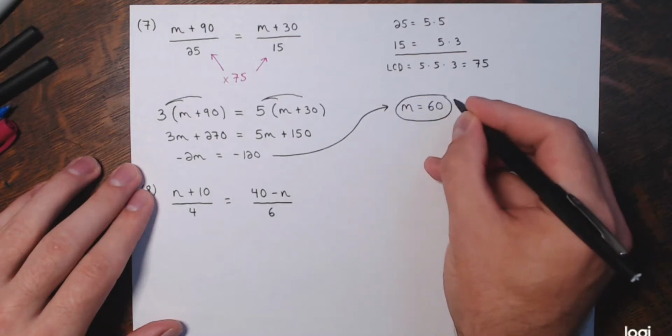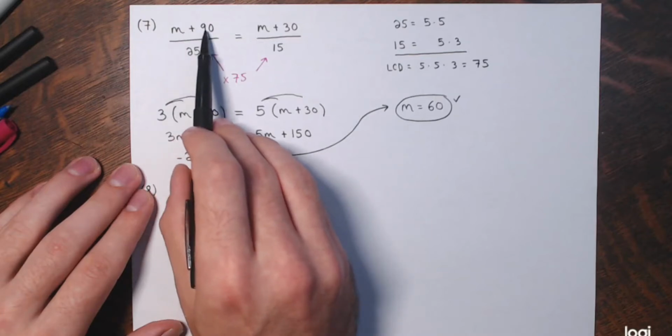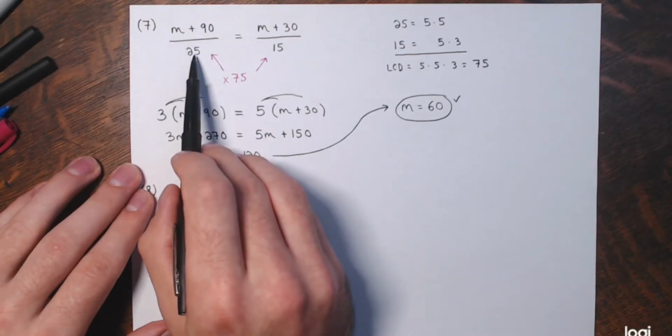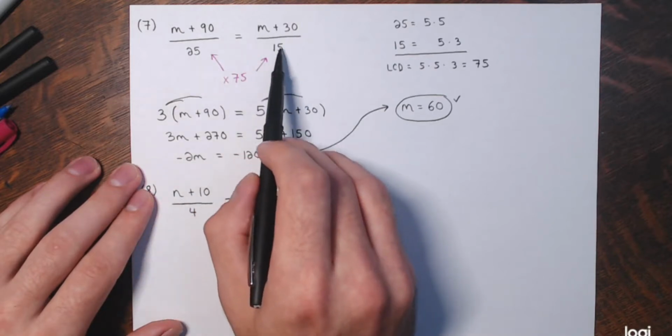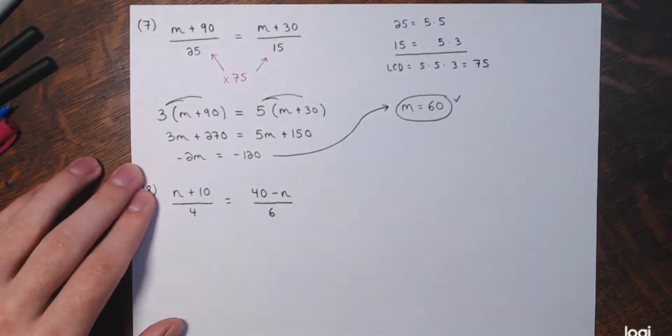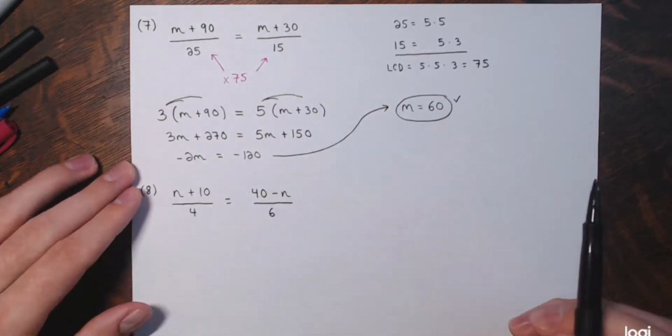And don't forget to check it. The left side, you'd have 150 divided by 25. That'd be 6. So you'd have 6 on the left. And then on the right side, you'd have 90 divided by 15, which is also 6. You'd have 6 equals 6. This is a totally good solution.